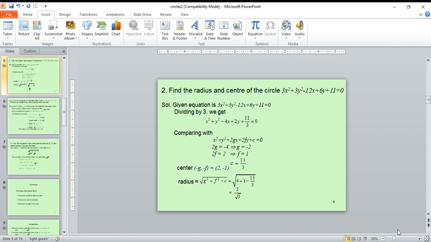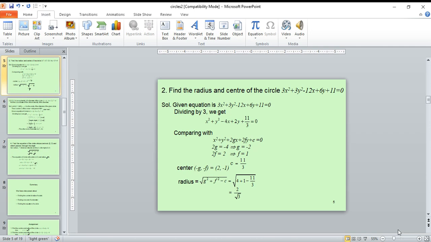then divide by 3. Dividing the given equation by 3, that is 3x square by 3 plus 3y square by 3 minus 12x by 3 plus 6y by 3 plus 11 by 3 equal to 0. 3x square by 3, the 3 cancels, that is x square. Plus 3y square by 3, the 3 cancels, that is y square. Minus 12x by 3, 3 fours are 12, that is minus 4x. Plus 6y by 3, 3 twos are 6, so that is 2y. Plus 11 by 3 equal to 0.